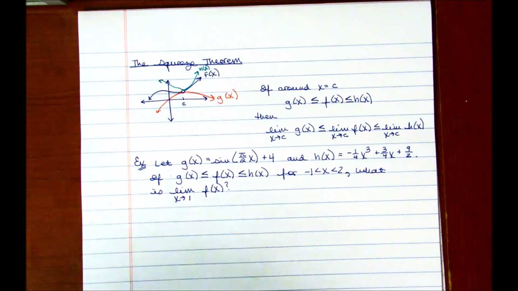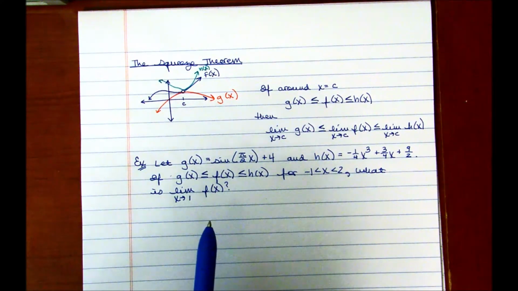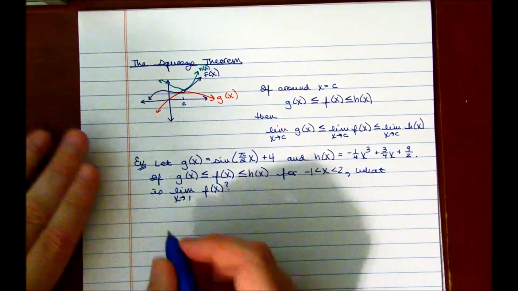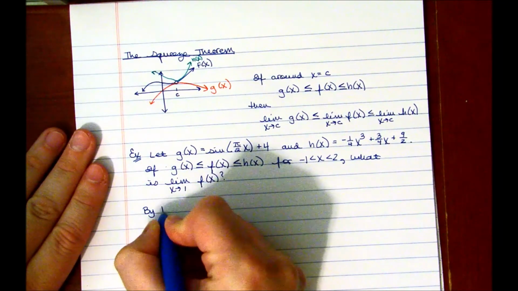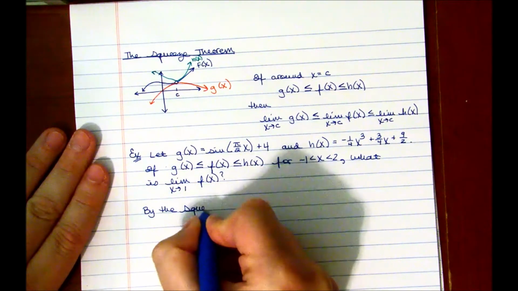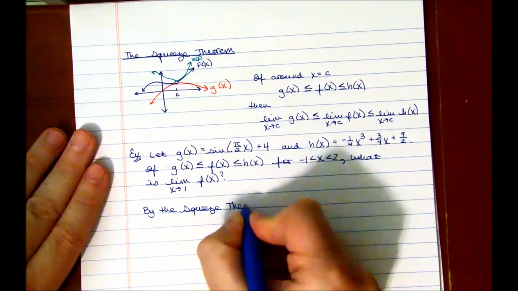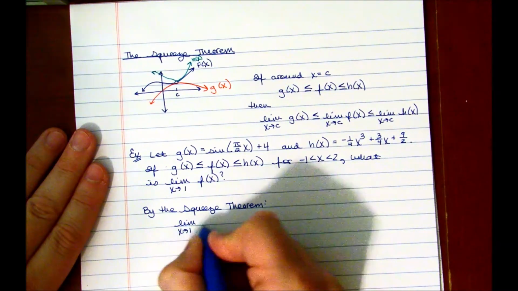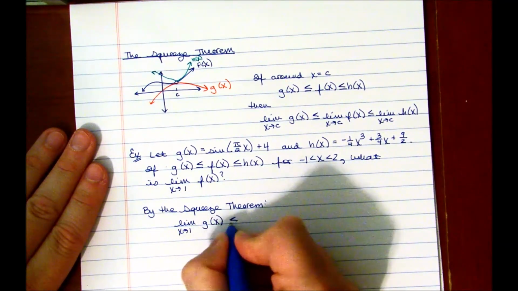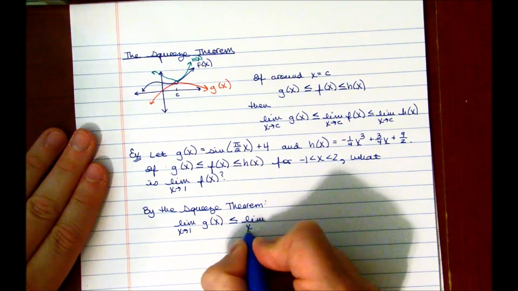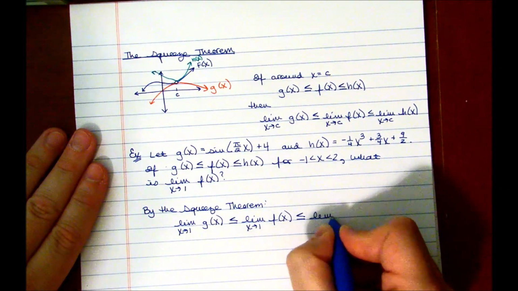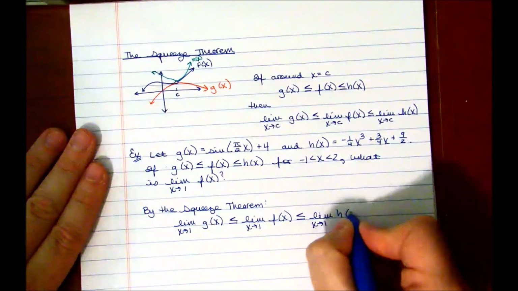We know nothing about that function f of x other than the fact that between negative 1 and 2, that function f of x is in between g of x and h of x. So, by the squeeze theorem, I can set up the following inequality. By the squeeze theorem, I know for a fact that the limit as x approaches 1 of g of x is less than or equal to the limit as x approaches 1 of f of x, which is less than or equal to the limit as x approaches 1 of h of x.